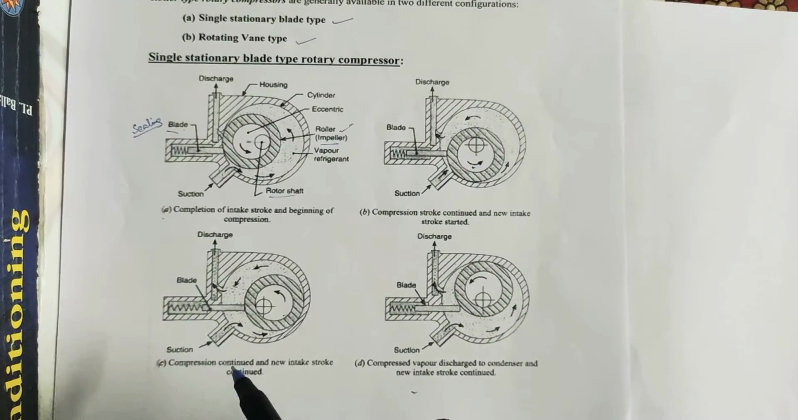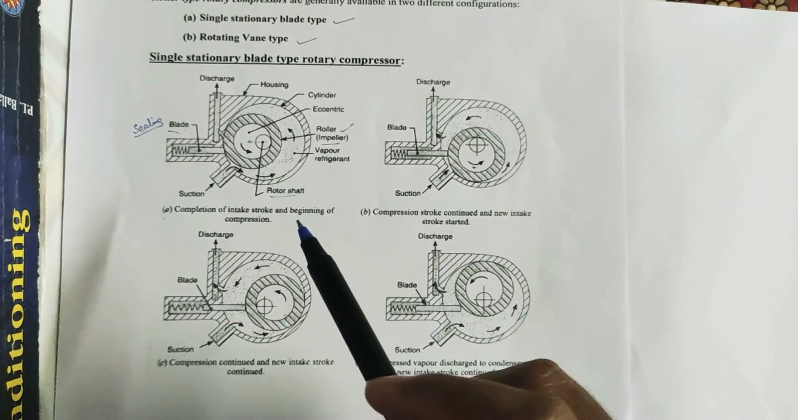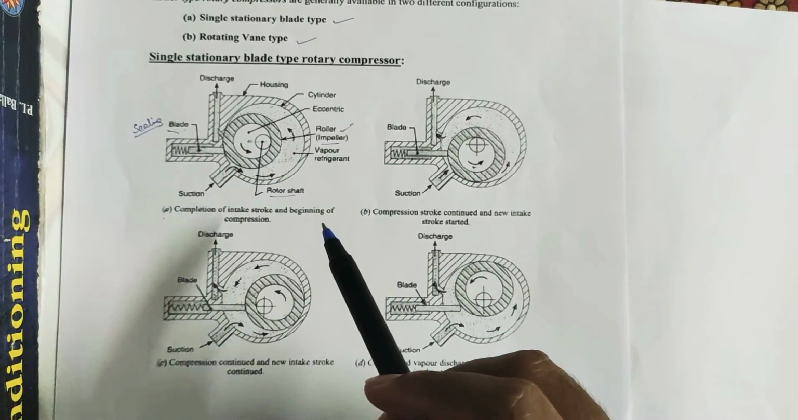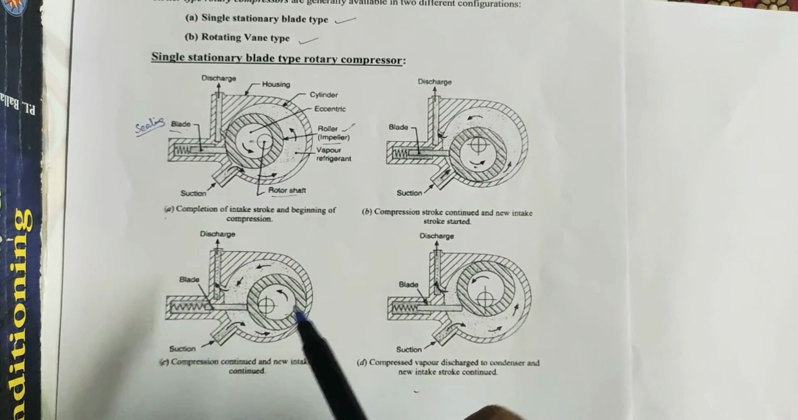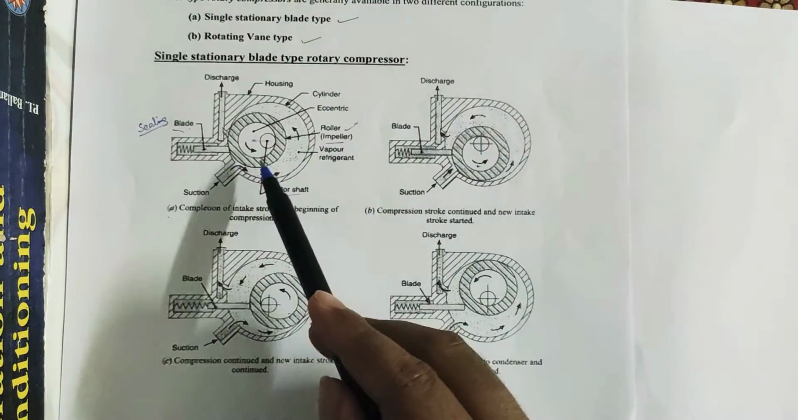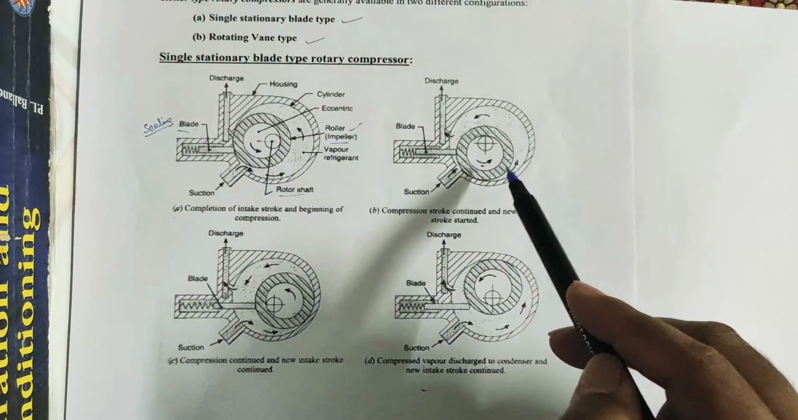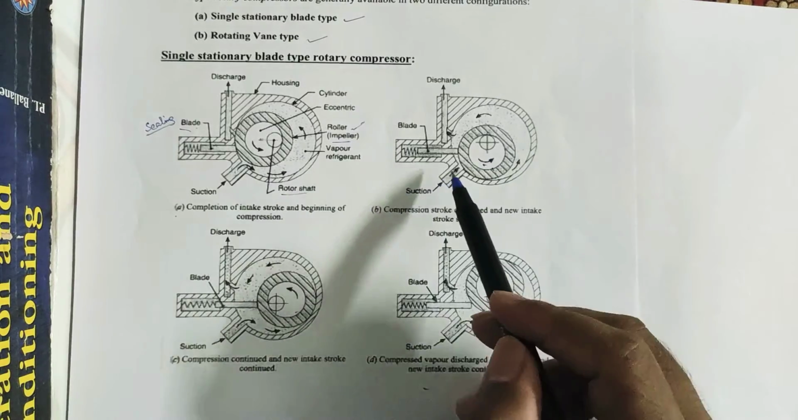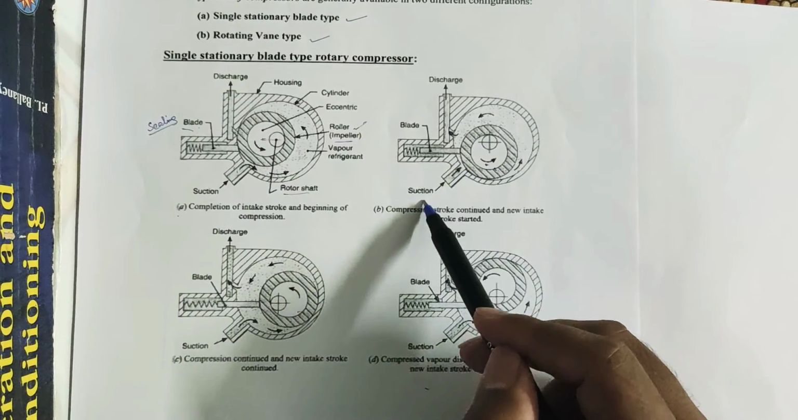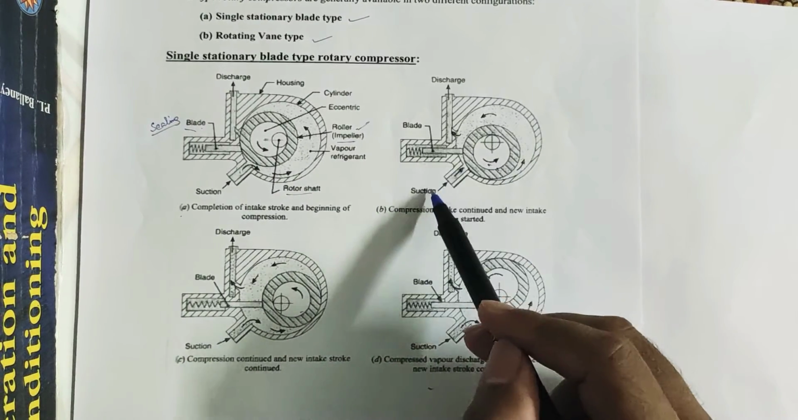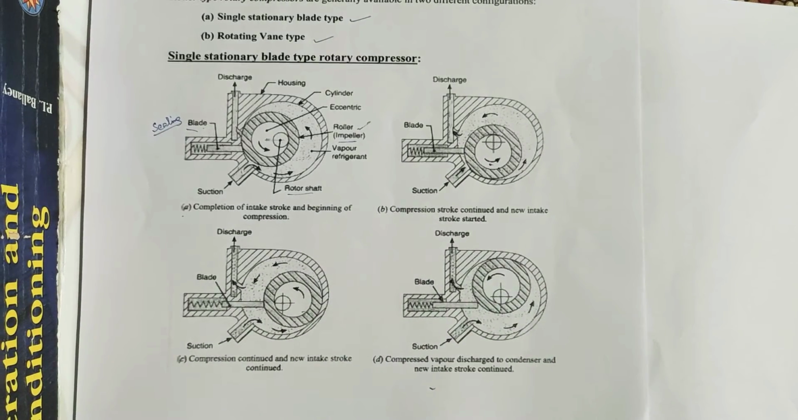Now when the roller rotates, the vapor refrigerant ahead of the roller is being compressed and the new intake from the evaporator is drawn into the cylinder. See, when the roller moves from this position to this one at figure B, again this portion will be open, so again fresh charge will be introduced into the cylinder through this suction port.